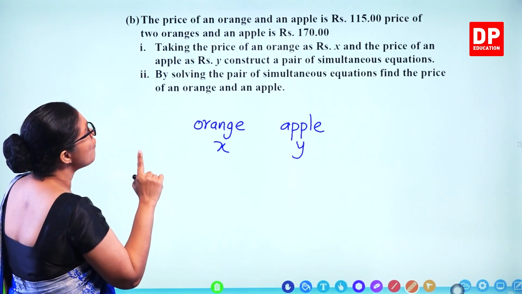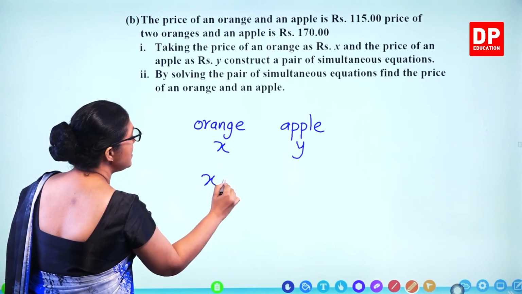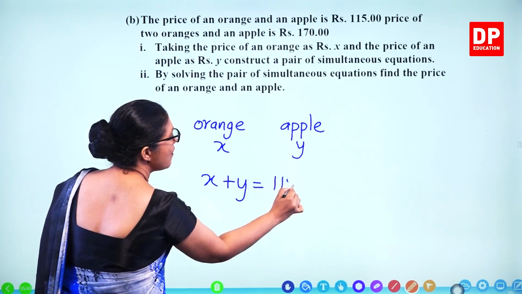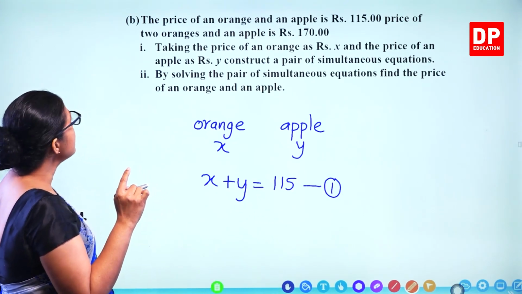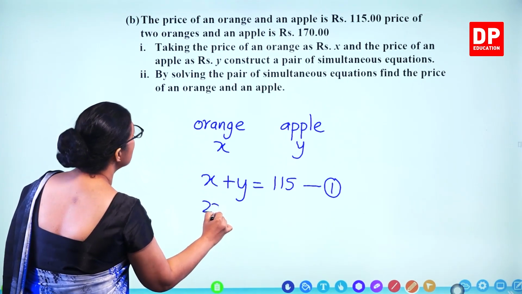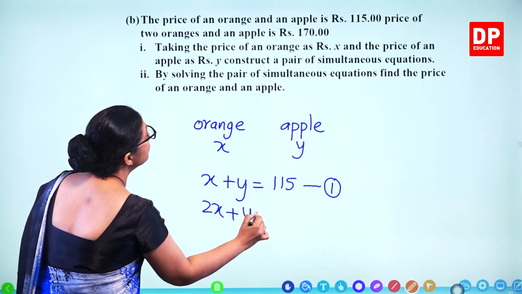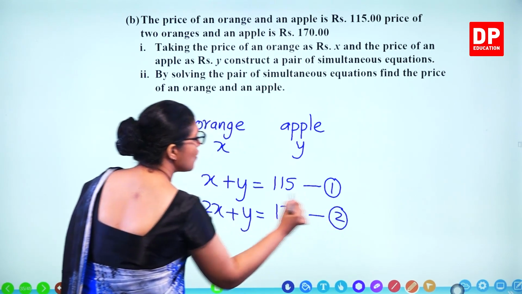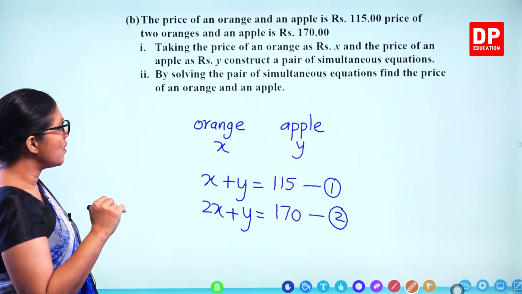So read the question again and see what are the two equations. The price of an orange, that means x, and an apple, that's y. The total is 115. That's your first equation. Then it says price of 2 oranges, that means 2x, and an apple, that's y, is 170. That's your second equation.